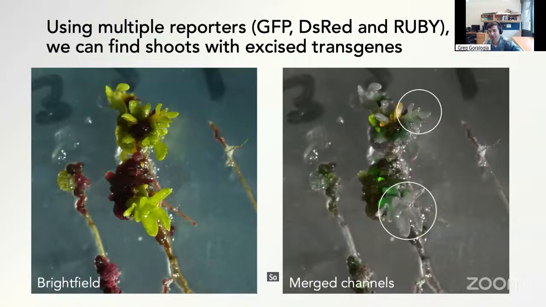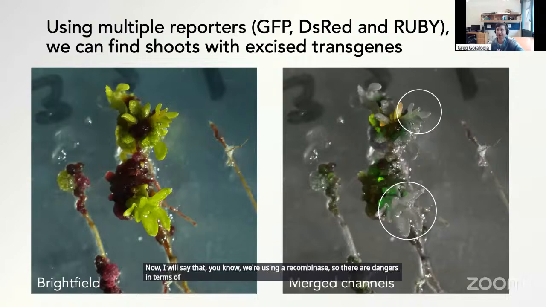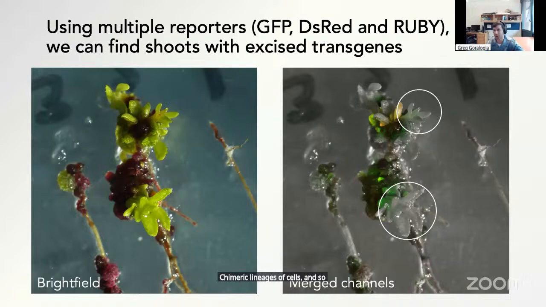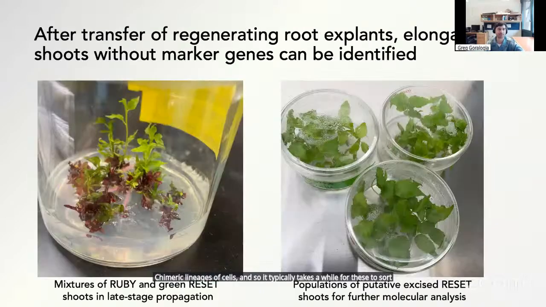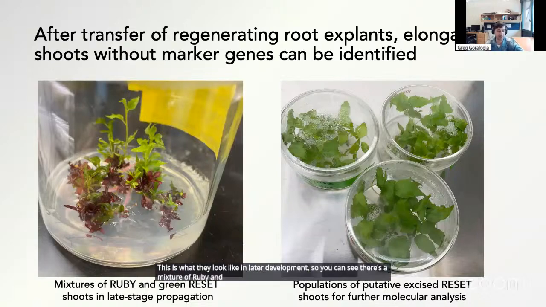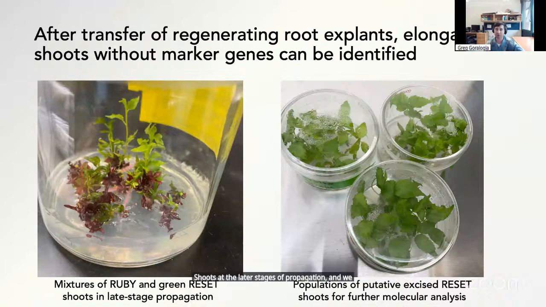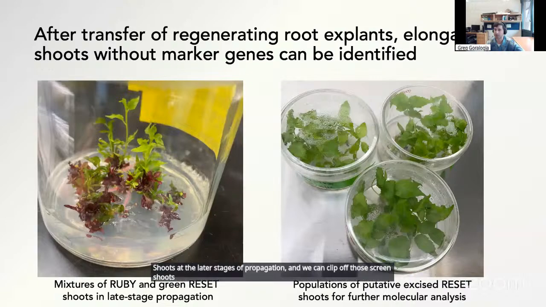So in this panel, you can see those potentially off at the right. Now, I will say that we're using a recombinase, so there are dangers in terms of chimeric lineages of cells. And so it typically takes a while for these to sort themselves out. This is what they look like in later development. So you can see there's a mixture of ruby and visibly green shoots at the later stages of propagation. And we can clip off those green shoots and further propagate them in jars.